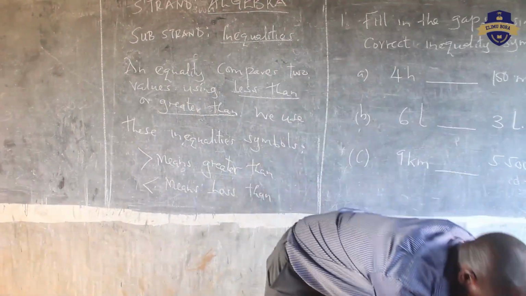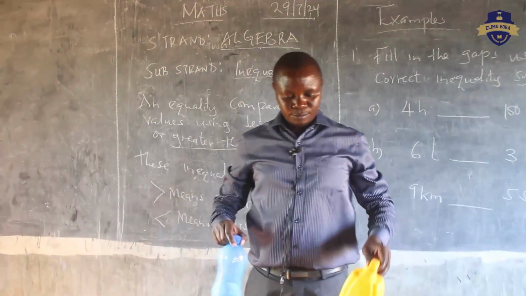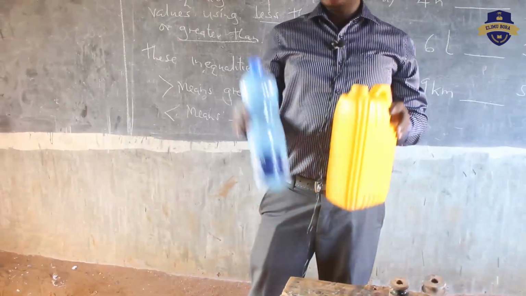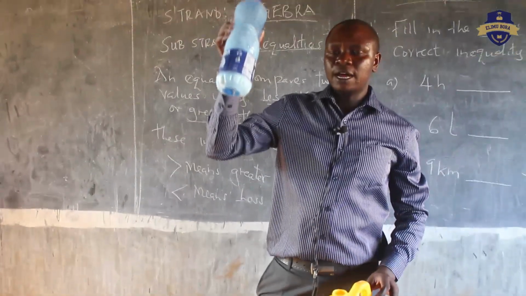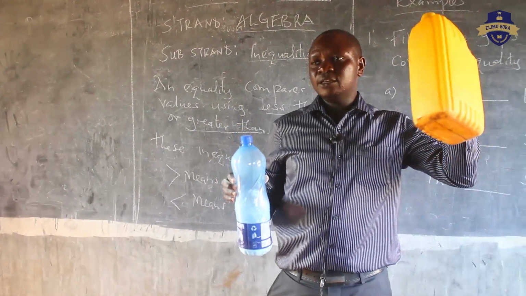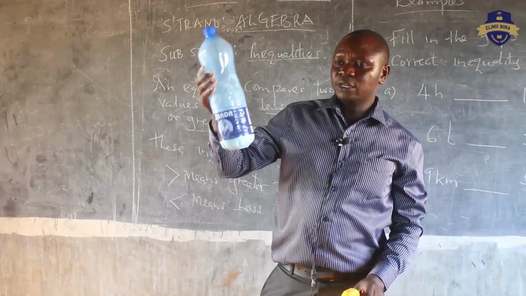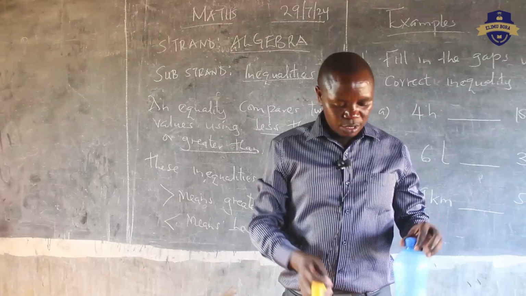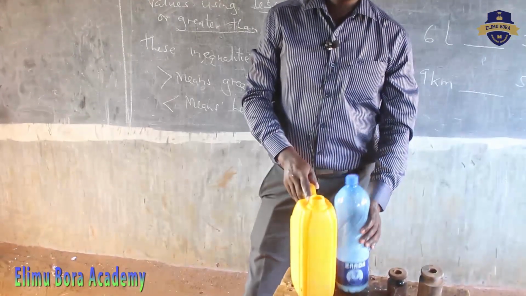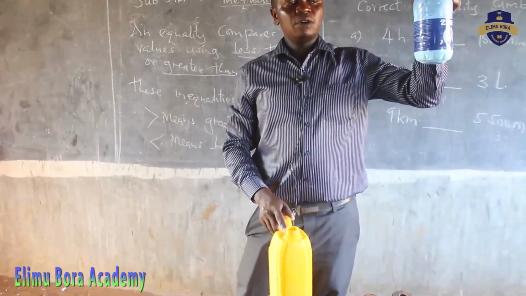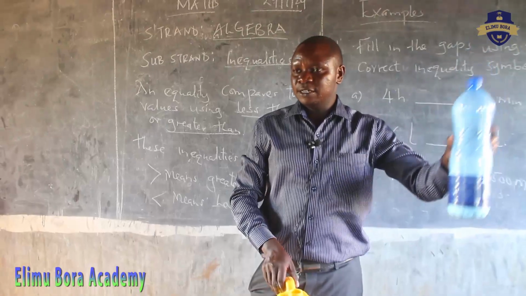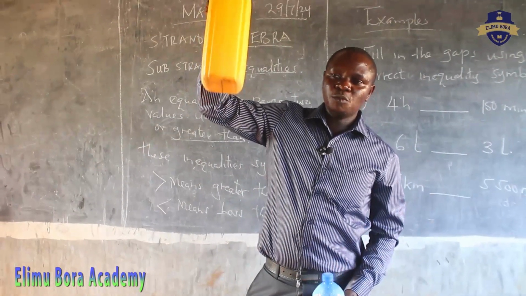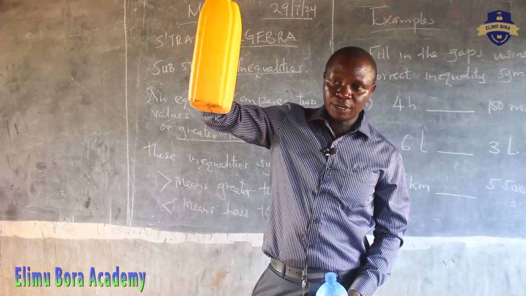Then also we have another example. Let us use the issue of capacity, which is the volume. We are having here two containers. This one is a bottle and a 2.5 liter jerrycan. And this bottle is what? 1.5 liter. Now, when you compare their volumes, you find that this bottle, which is 1.5 liter, is less than what? A jerrycan of what? 2.5 liters. Are we together?